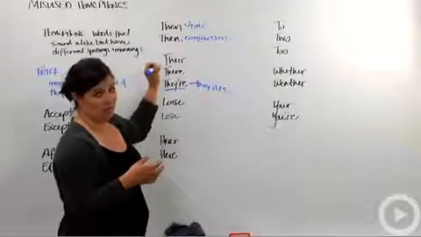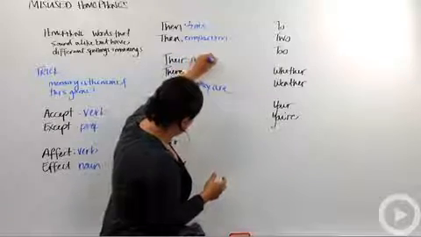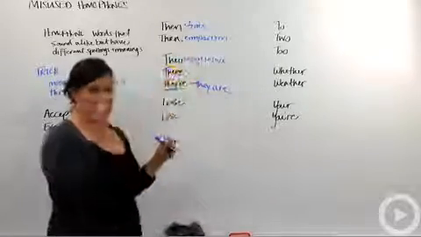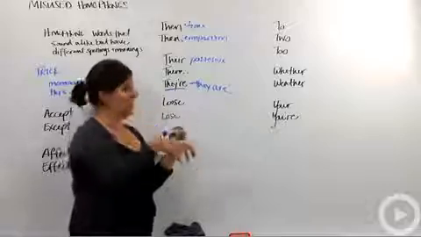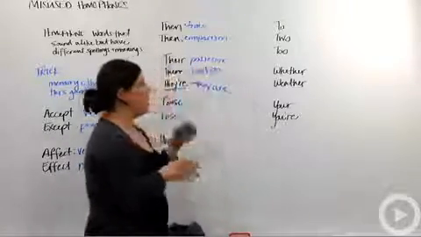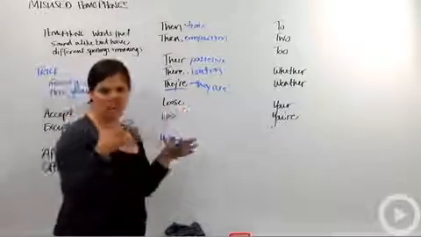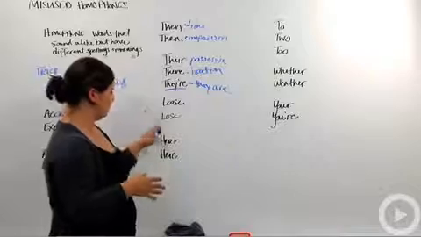Then, their, T-H-E-I-R, is the possessive, and there, T-H-E-R-E, is actually a location or a place. All right, so those are really some of the more difficult ones. Let's talk about the other ones just to kind of refresh your memory. You may know these, but bear with me.